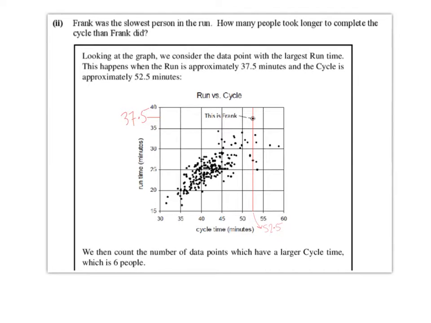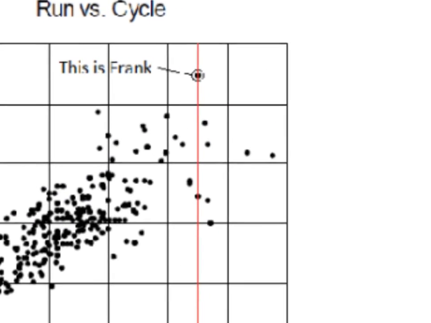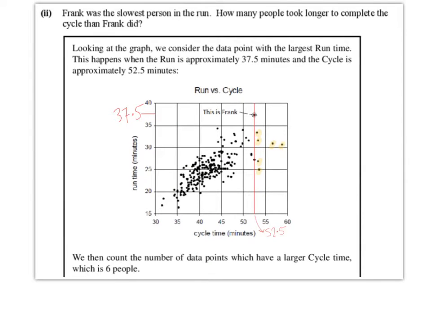We then count the number of data points which have a larger cycle time, which is 6 people. So the cycle times are along the bottom. So if this is 52.5, which matches up with Frank, there are 1, 2, 3, 4, 5, 6 people who had a greater cycle time than Frank. So the answer here is 6.